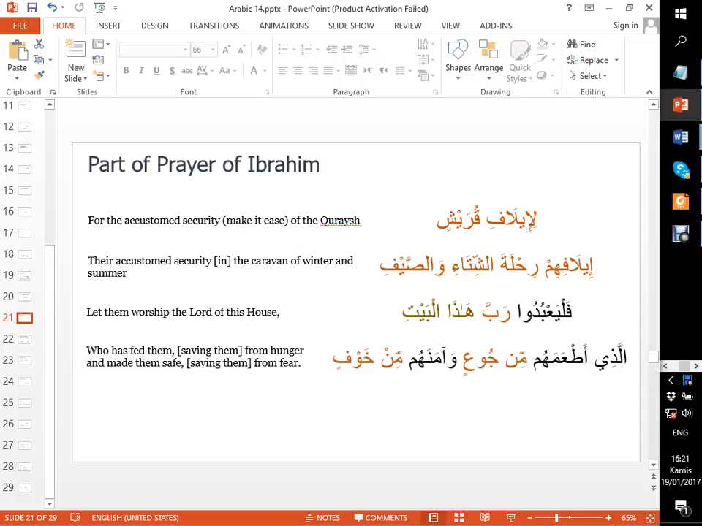What part? The economy, the wealth the Quraysh has. So some scholars argue because it begins with li. So what is li? Li ilafi Quraysh. Li, what is li? A harf of jarr. Ilafi, what is fi?